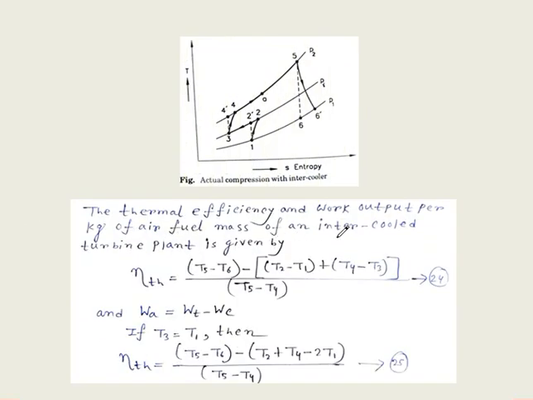The thermal efficiency and work output per kilogram of air fuel mass of an intercooled turbine plant is given by eta Th is equal to T5 minus T6 minus T2 minus T1 plus T4 minus T3 by T5 minus T4, and W suffix A is equal to Wt minus Wc. If T3 equal to T1, then you will get the value of thermal efficiency eta Th is equal to T5 minus T6 minus T2 plus T4 minus 2 T1 by T5 minus T4.